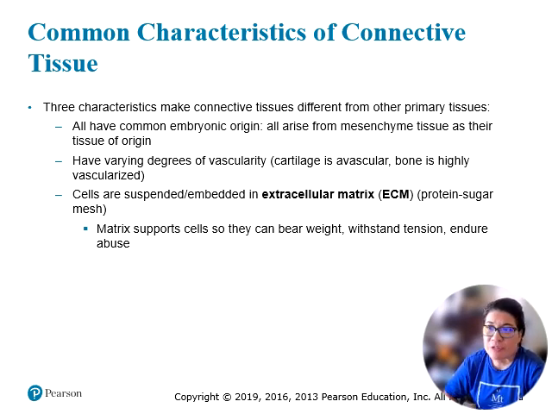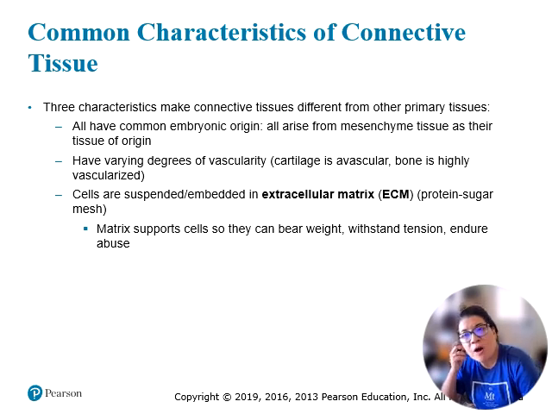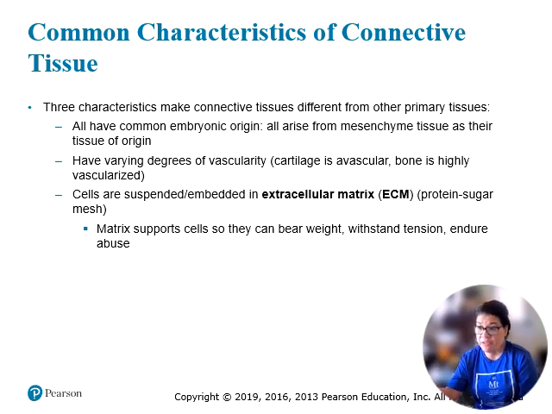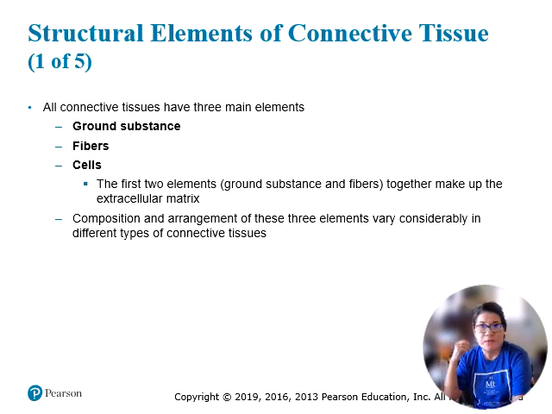Okay, so there's 3 things that make it connective tissue and not something else. They have a common embryonic origin, so they come from like the same tissue type, and then they differentiate into other types. They are vascularized. Cartilage technically isn't, though. That's why cartilage, you have a harder time healing if you injure cartilage than if you injure like bone or muscle. And then the cells are in an extracellular matrix that provides a lot of support to those cells.